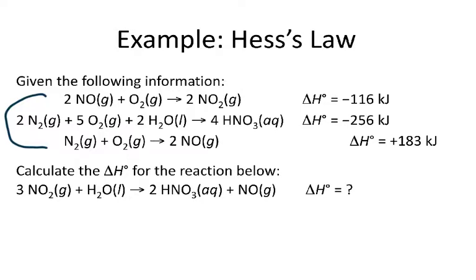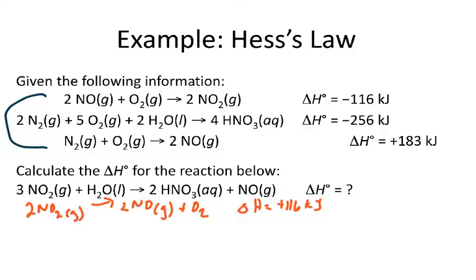Now let's see, I want my NO2 to be on the reactant side. So I am going to start by reversing this first reaction. And I will write in red down here. So now we have 2NO2 goes to 2NO plus O2. And now my delta H, since I flipped it around, is going to be a positive 116 kilojoules.